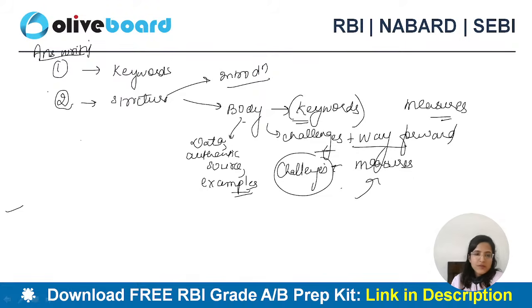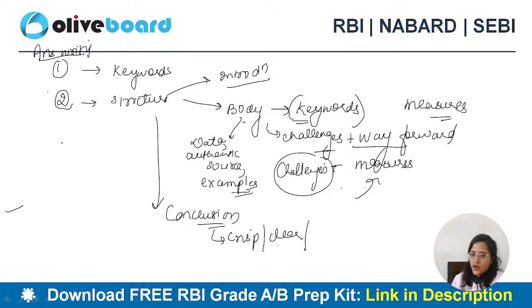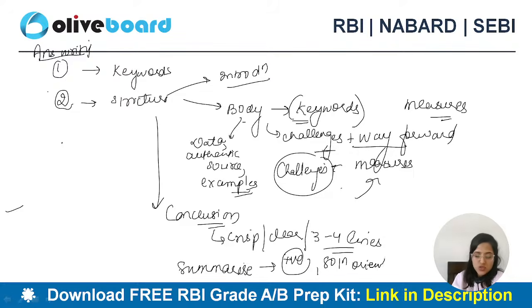Okay? Fine. Then the third part is your conclusion, which is again very, very important. Conclusion again should be crisp, clear, to the point. It should be around 3 to 4 lines. You should be able to summarize what you have written. And your summary should be on a positive note. It should be solution oriented because an officer is always solution oriented. Okay?